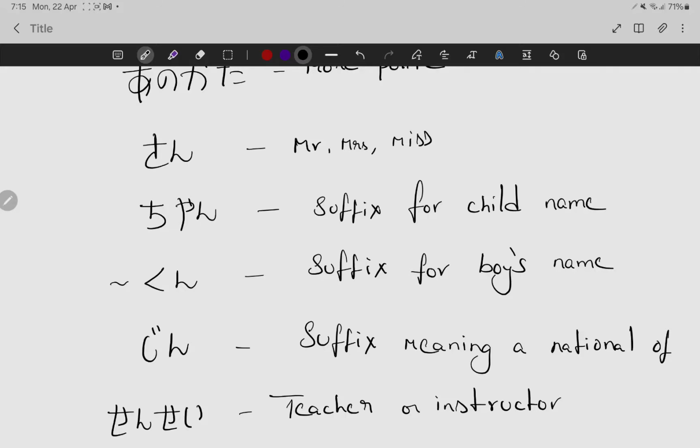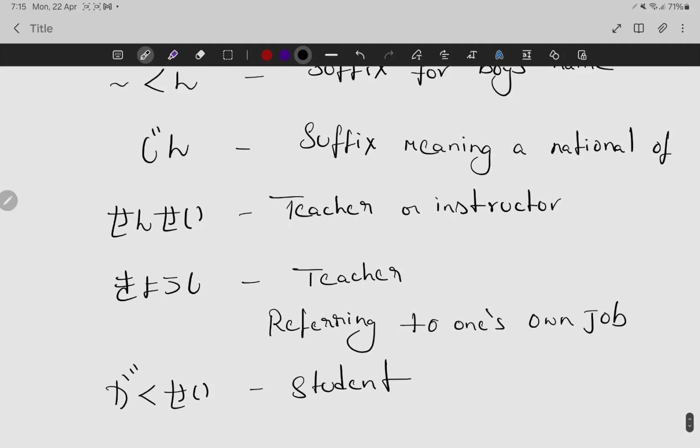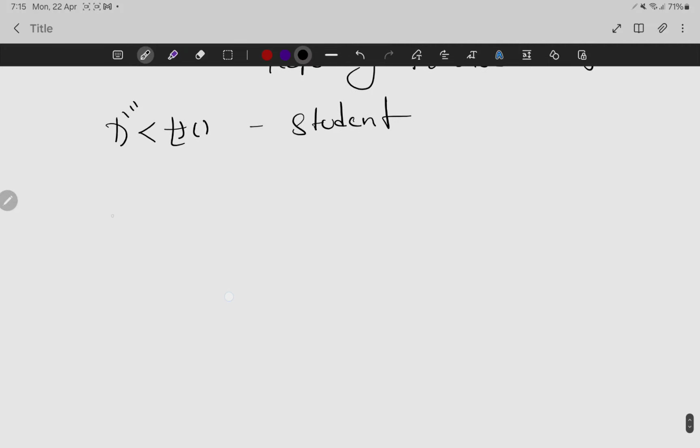And Miss. Chan, suffix for child name. Kun, suffix for boy's name. Jin, suffix for nationality. Nihonjin, Japanese person. Sensei, teacher or instructor. Kyoshi, teacher, referring to one's own job. Gakusei, student. So these are the words in Nihongo.